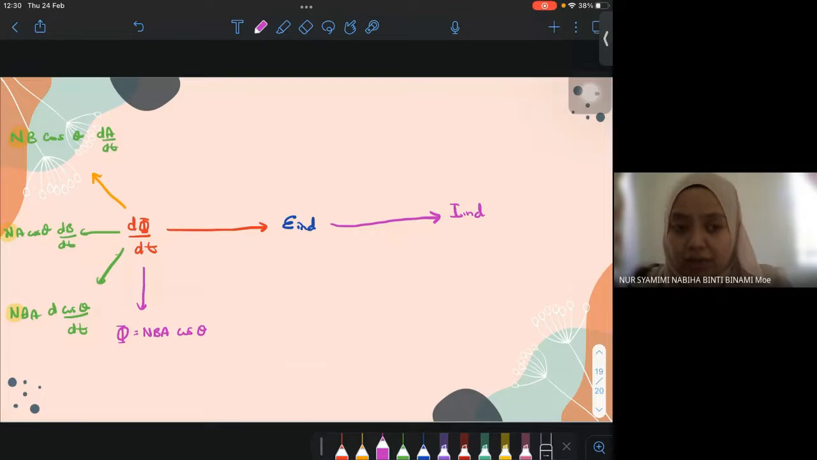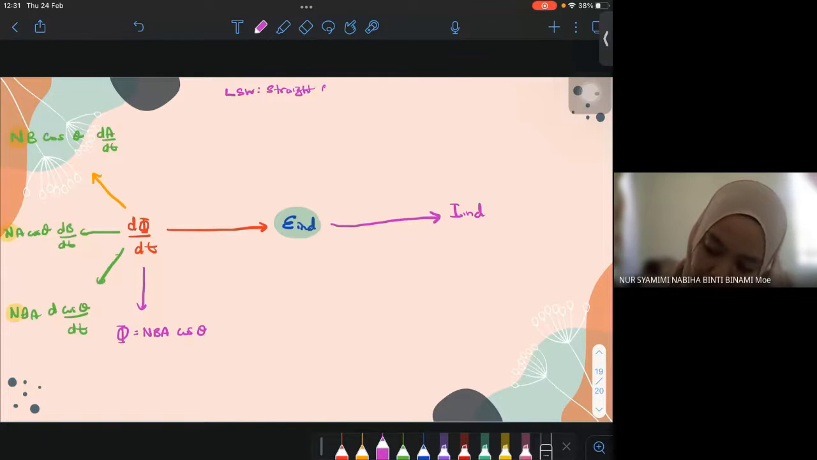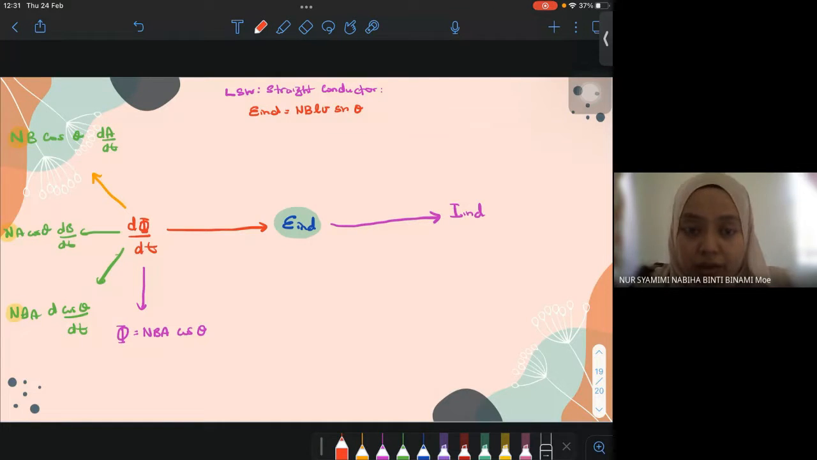So this is what produces E induced. For E induced, there are 3 cases you learn in your syllabus. The first is a long straight wire or long conductor. After we derive it, the induced EMF is E induced equals NBLV sin theta. You have to know how to derive it. For direction we use the right hand palm rule.